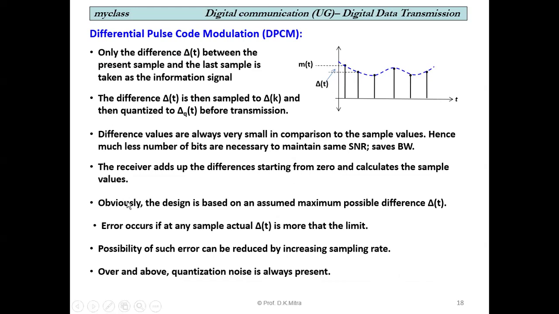Here, the circuit is designed based on an assumed maximum possible delta T, that means the difference from one sample to the other sample. For example, maybe somebody is singing and at one moment he creates a high intensity sound, and the next moment he creates a very low intensity sound. It normally happens in classical songs or classical music. So, the design has to be based on the maximum possible delta.